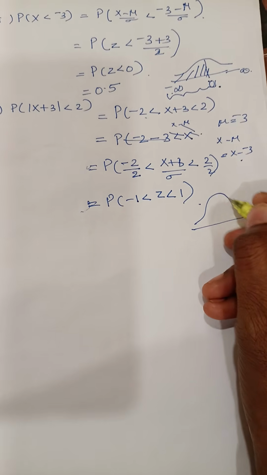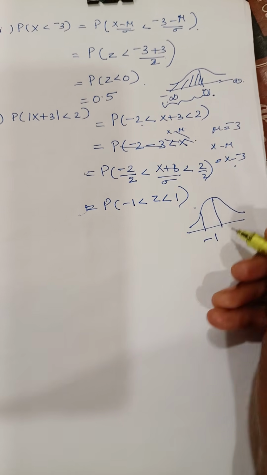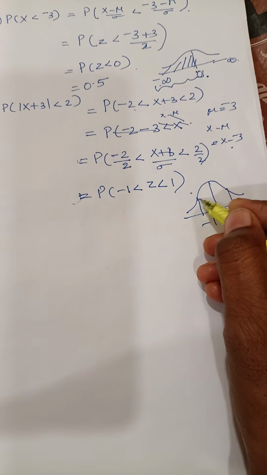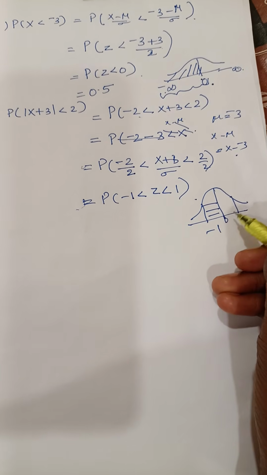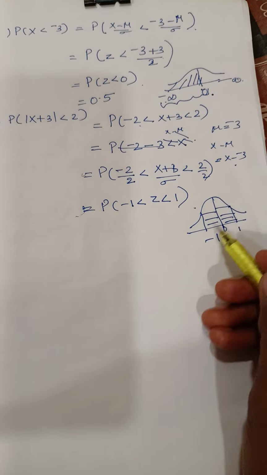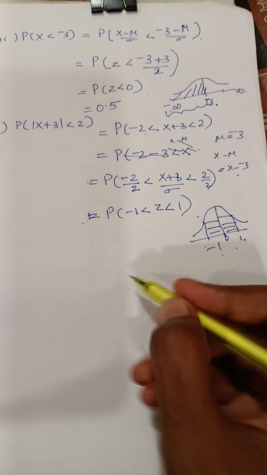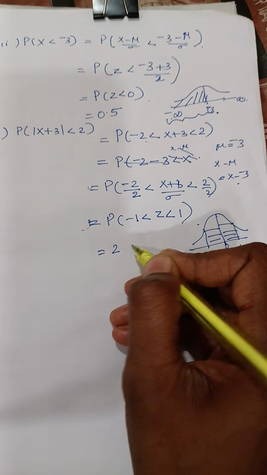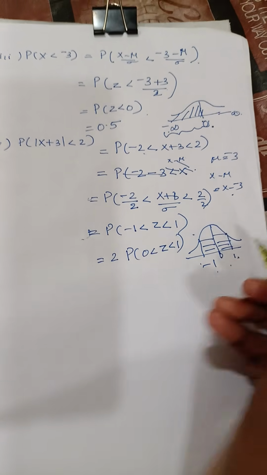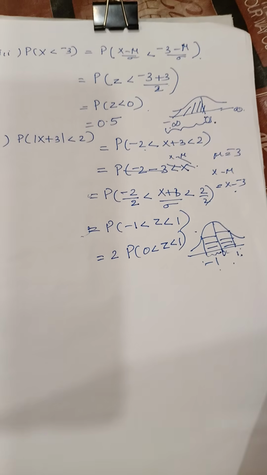If we draw the graph, and if this is minus 1 and this is plus 1, the area from minus 1 to 0 and the area from 0 to 1 are the same. So we can write this as 2 times probability of 0 less than z less than 1, right? Because the probability from minus 1 to 0 and 0 to 1 are the same.